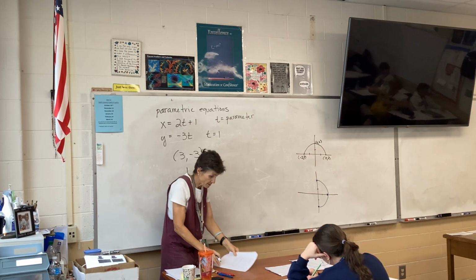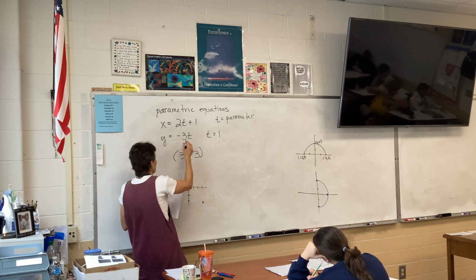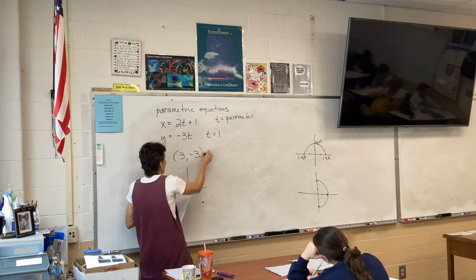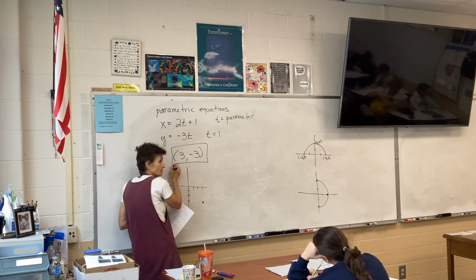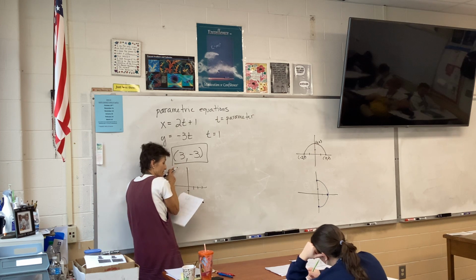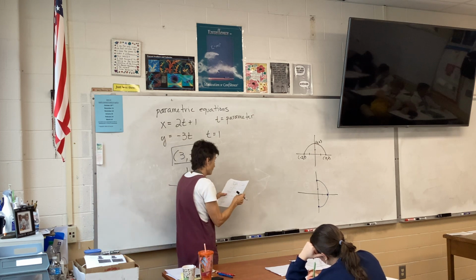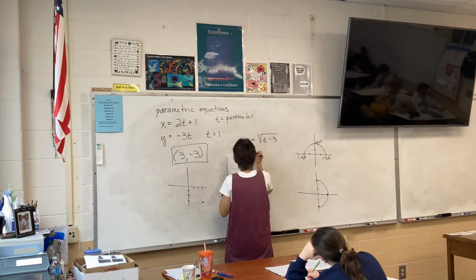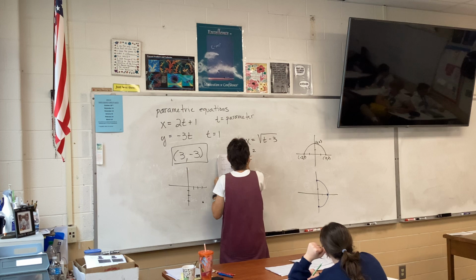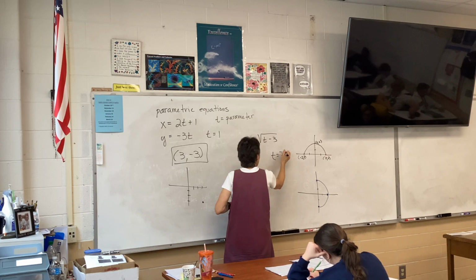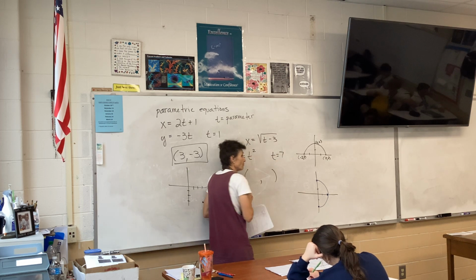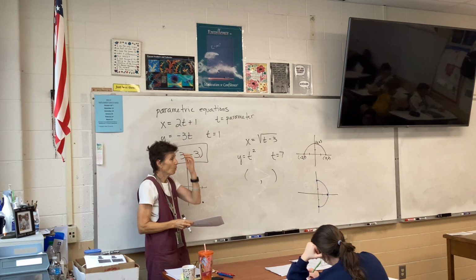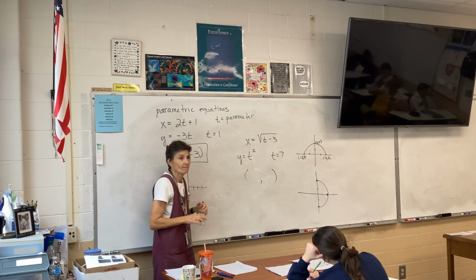So the question says, find x and y if t is 1. Didn't we just do that? That's your answer. That's all there is to it. Now look at the next set of equations. This time we're finding x and y if t is 7. So what is your ordered pair, x comma y, if t is 7?